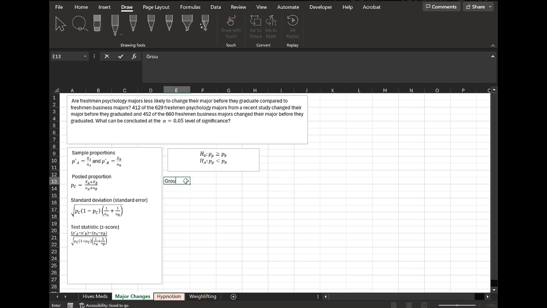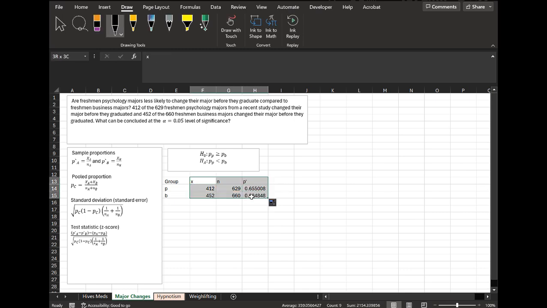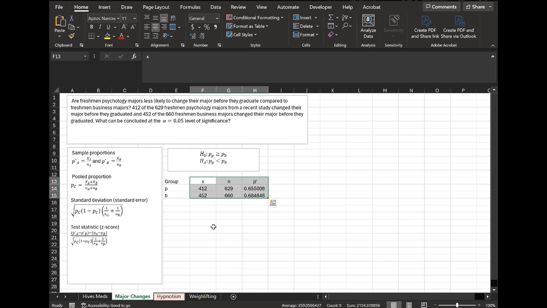So I have my group, so I'm going to have my psychology, so I'll just call this P and B for business. P for psychology, B for business. I'm going to have my N, actually I'll start with my X, my N, my P prime. Those are the pieces of information that I need. For psychology, it's 412 out of 629, and then it's 452 out of 660. And I just need to come up with the proportion for each of those. Okay, so here's my information organized.